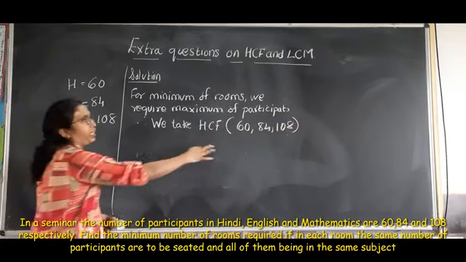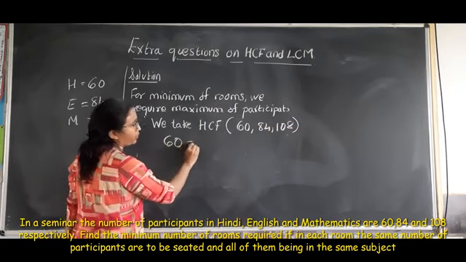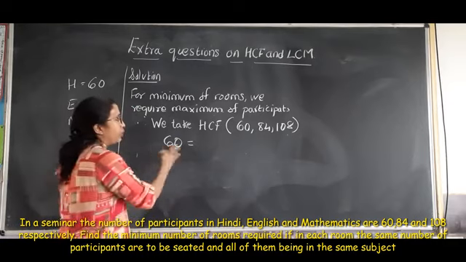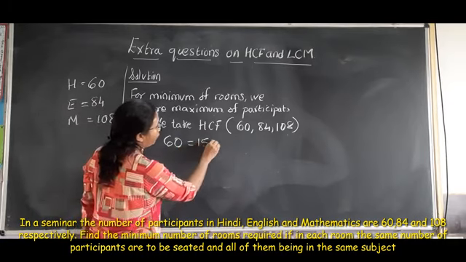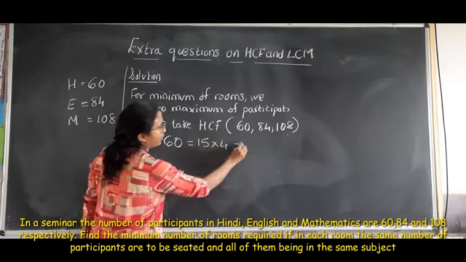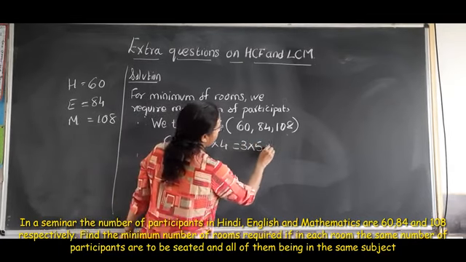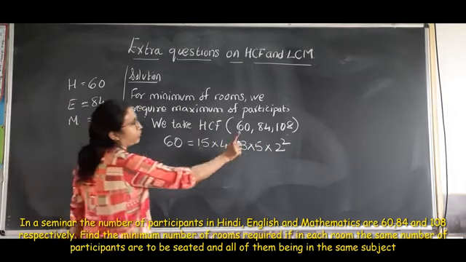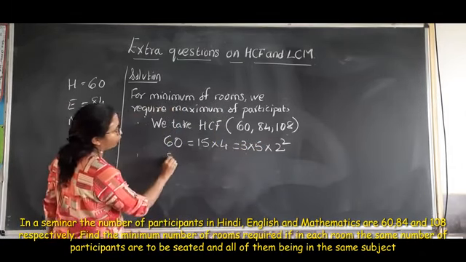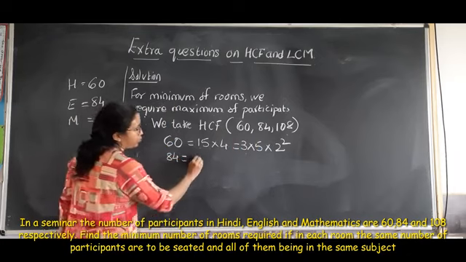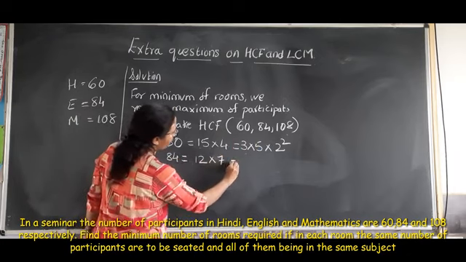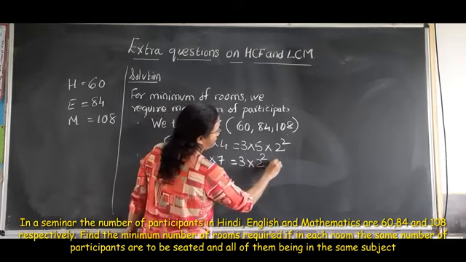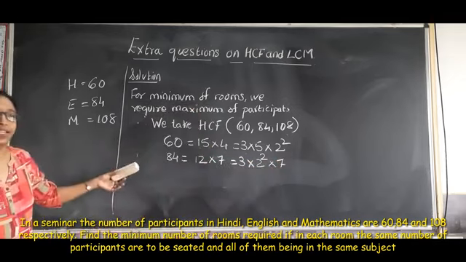So here, for HCF, I go by the prime factorization method. You can also use Euclid's division algorithm. There is no specific method that you have to follow. So 60 is 15 fours, which is 3 fives into 2 square. Ultimately you should consider the powers and take the least power. Let's go for 84, which can be written as 12 sevens, and 12 is 3 fours, with 4 written as 2 square, and then 7. I hope this is very clear for you.